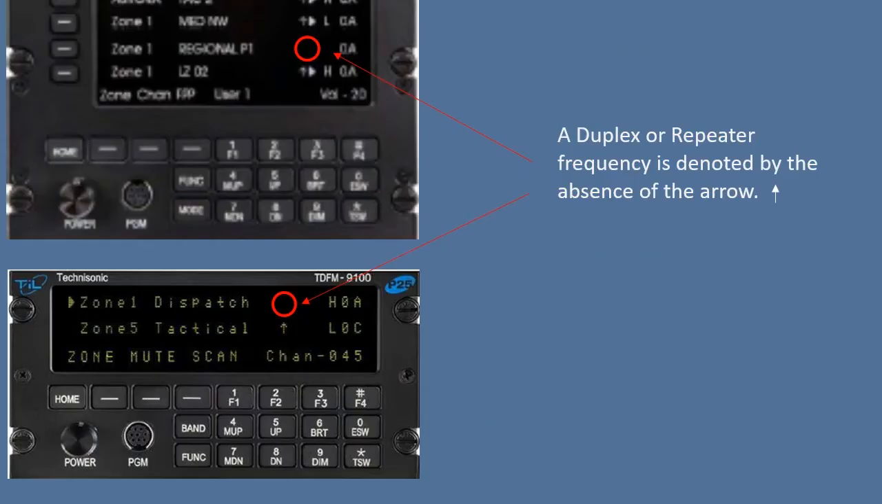Just so you know, when we talked about the arrow showing us a direct channel, lack of the arrow means we're on a repeater channel. So the radio will always tell us whether we are on a direct channel or a repeater channel, just with the arrow. The arrow will always show up, or if it's missing, it's a duplex channel. So from the front of the radio, the operator always knows what they're utilizing. Am I hitting a repeater or am I going direct?